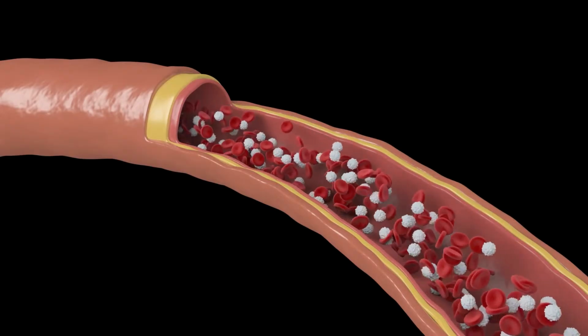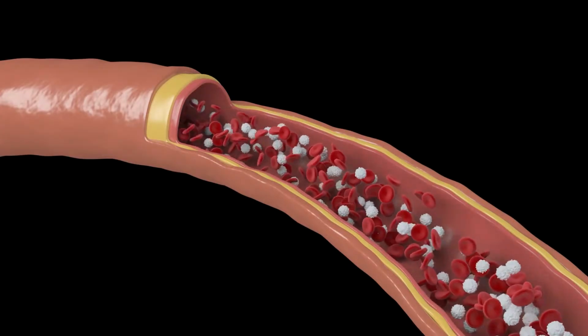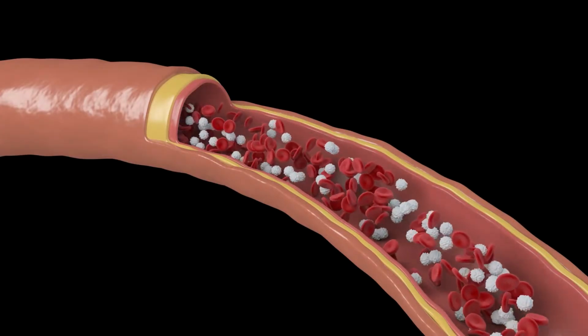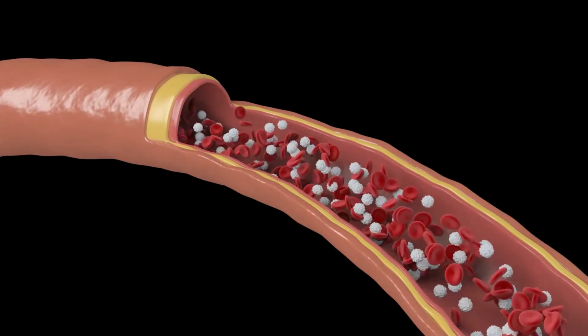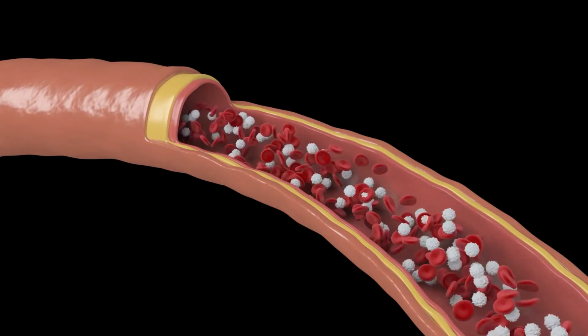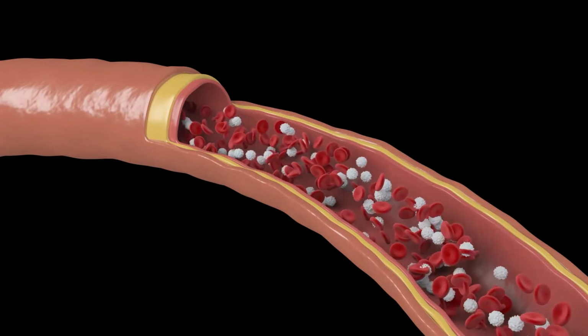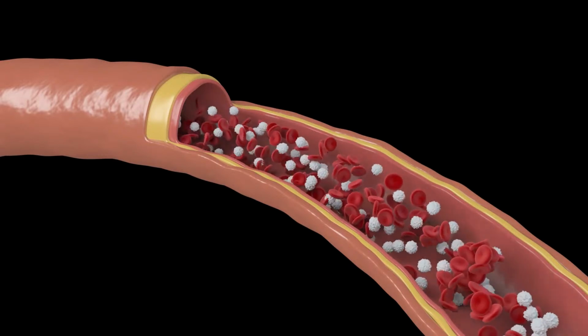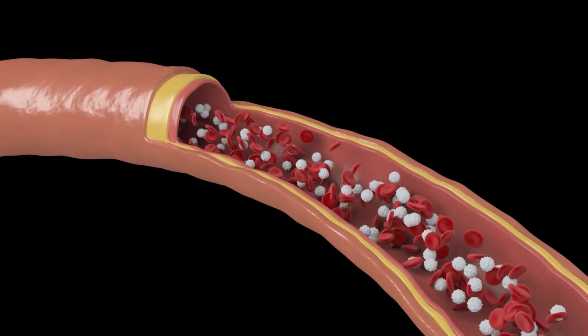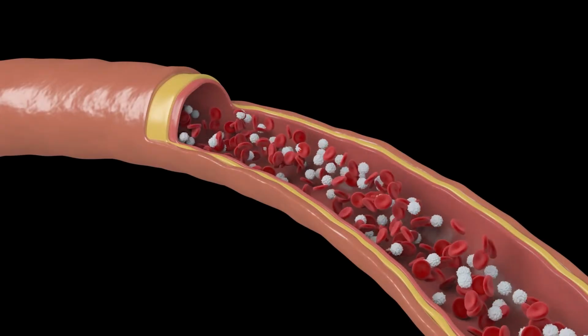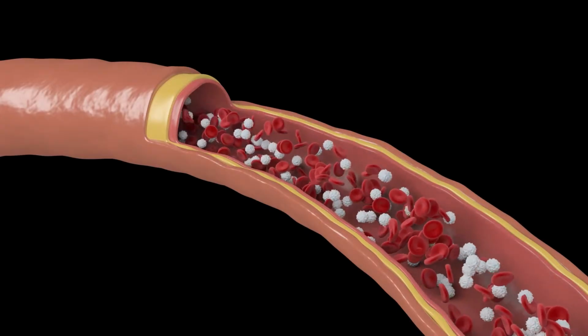Plasma is the yellowish fluid component of blood that makes up about 55% of its volume. It is made up of water, proteins, nutrients, hormones, and other substances. Plasma helps to transport red and white blood cells and platelets throughout the body and plays a vital role in maintaining the body's blood pressure.